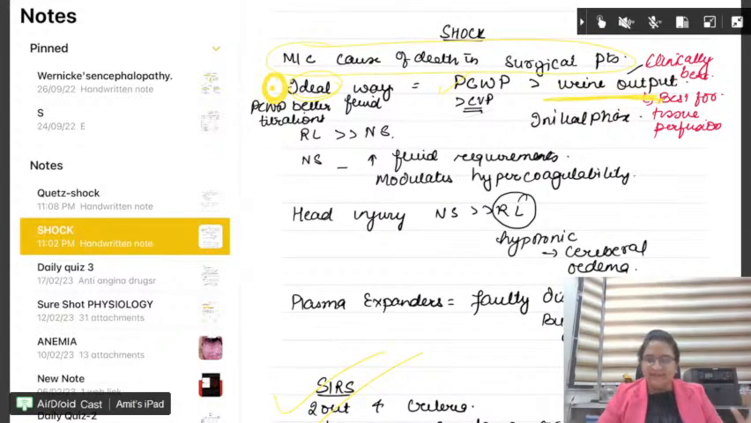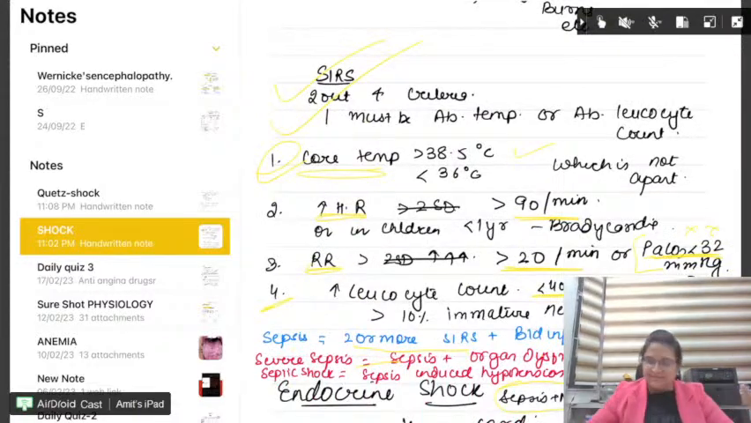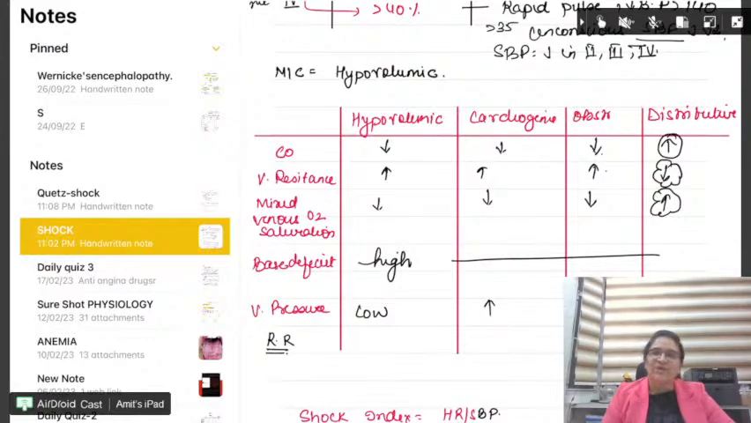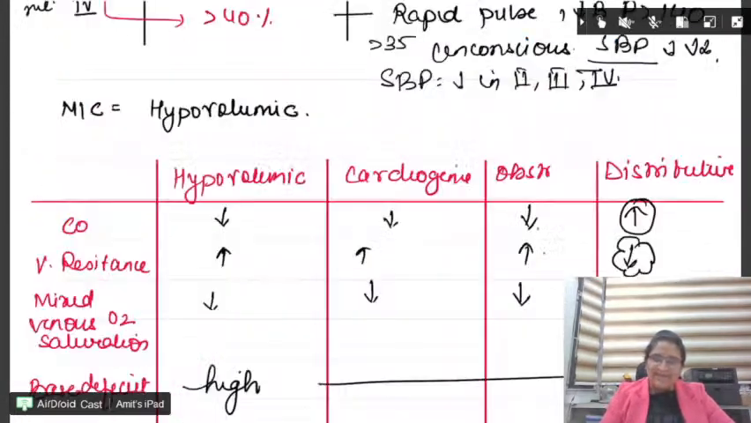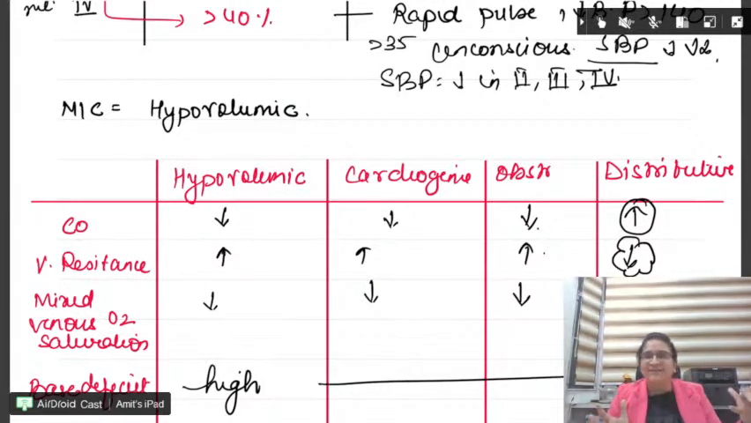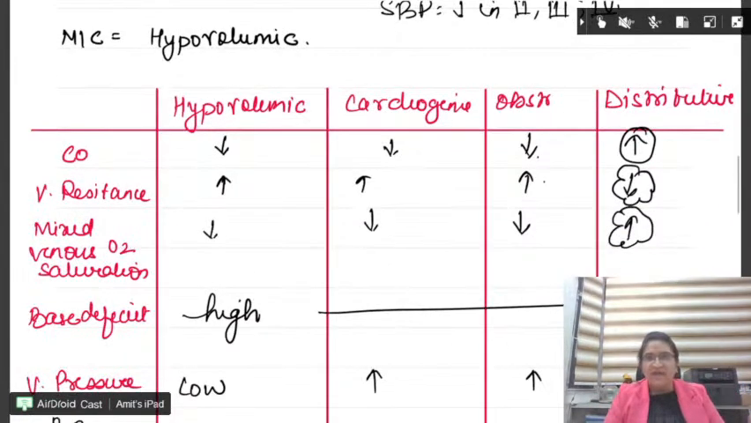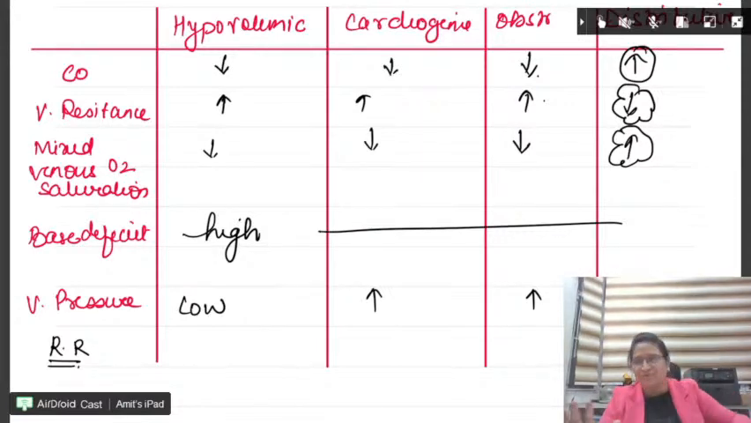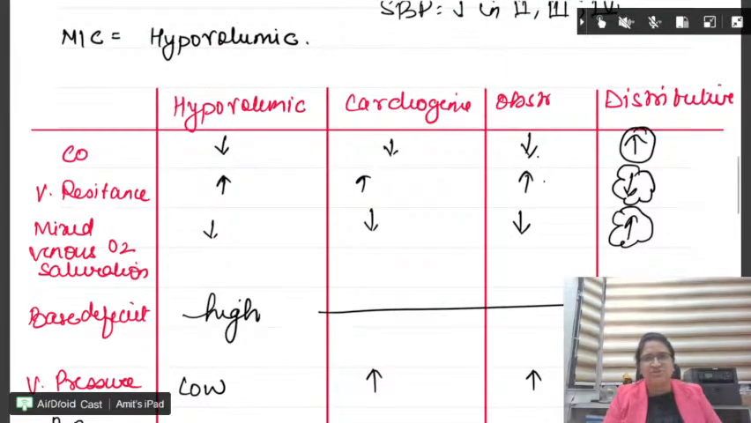Now, in shock, I am just telling you what you have to do. You have to know the three magic charts. Hypovolemic, the blood loss chart. Next, sometimes they ask you about hypovolemic, cardiogenic, obstructive shock. Obstructive also is a kind of shock, so don't get confused. And distributive shock. Once you have done the two magic charts, then you learn this third one. What happens to the cardiac output? What happens to everything? You should know. This is the third magic chart.